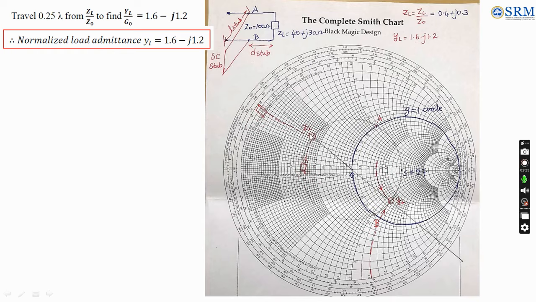For that, we just draw a straight line connecting this load impedance, passing through the center of this VSWR circle to the other end. Okay, we have to mark the diametrically opposite point. That is the normalized load admittance value. If you look here, it is exactly 1.6. It is 1.4 there, 1.8, so 1.6 minus J 1.2. This is the normalized load admittance.